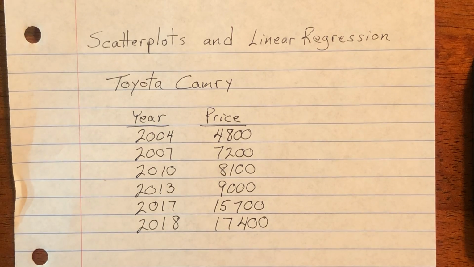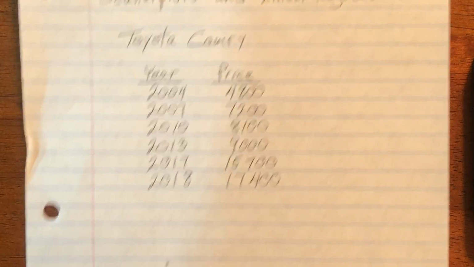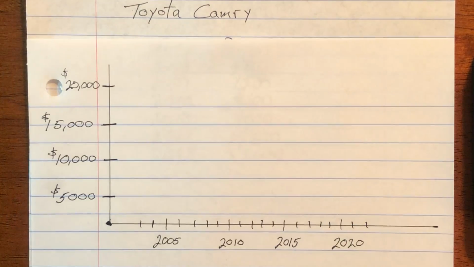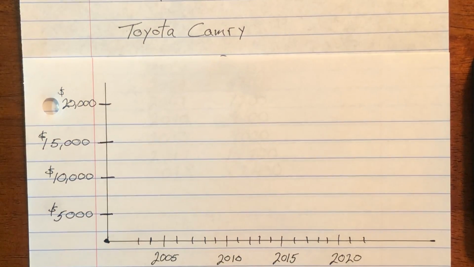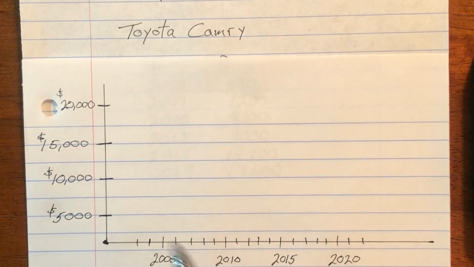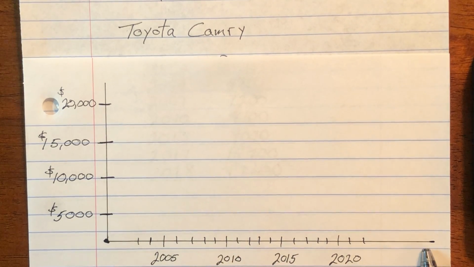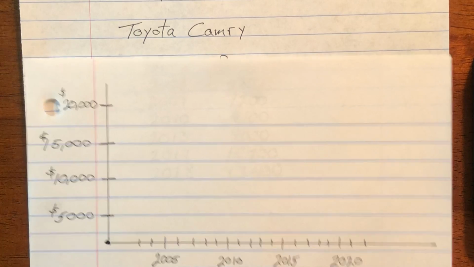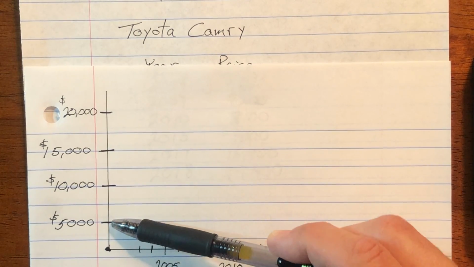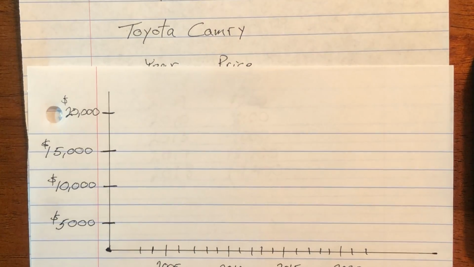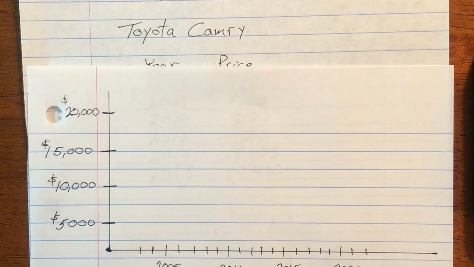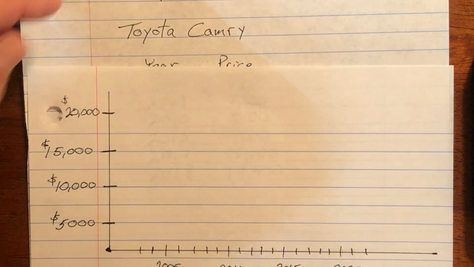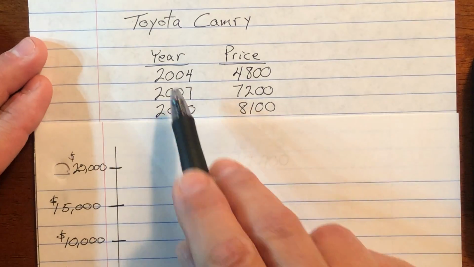And so what we're going to do first is just take these points and put them on a scatter plot. Now I'm going to show you how to do this eventually on the calculator, but I think you'll understand it better if we do it by hand first. We're just going to actually plot some points on a graph. Here's the year of the car, 2005 up to 2020, and here's the price of the car from $5,000 up to $20,000. And we're just going to plot these points and see if it looks like they have a linear relationship. So let's start out here.